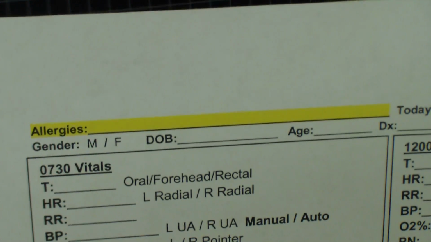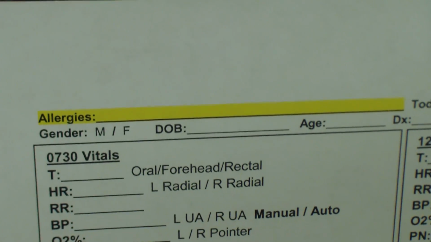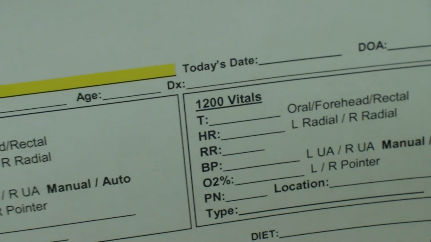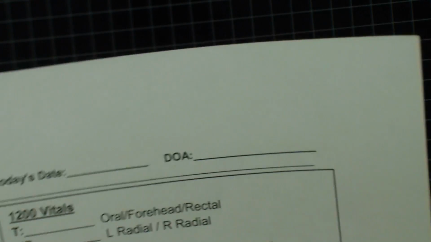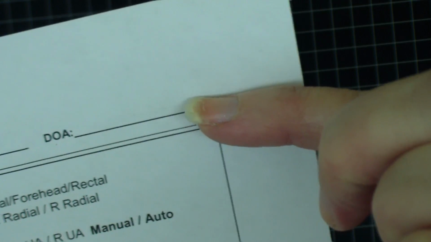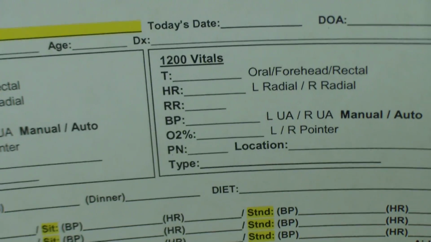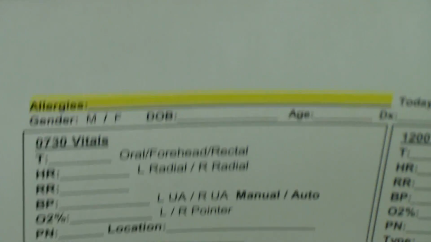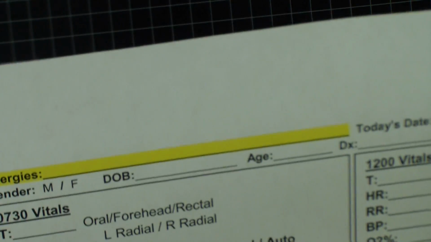So up top I made allergies and I highlighted it. I have their gender, I can just circle male or female, the date of birth, their age, their medical diagnosis, today's date, and the date of admission. Nowhere do I put their name or their room number, okay? Because if I lose this piece of paper, that's a HIPAA violation. Someone could pick it up and know who I'm talking about, okay?